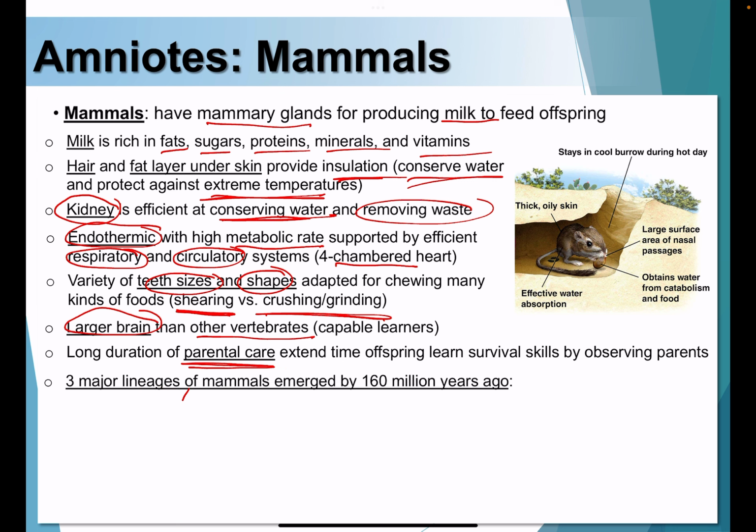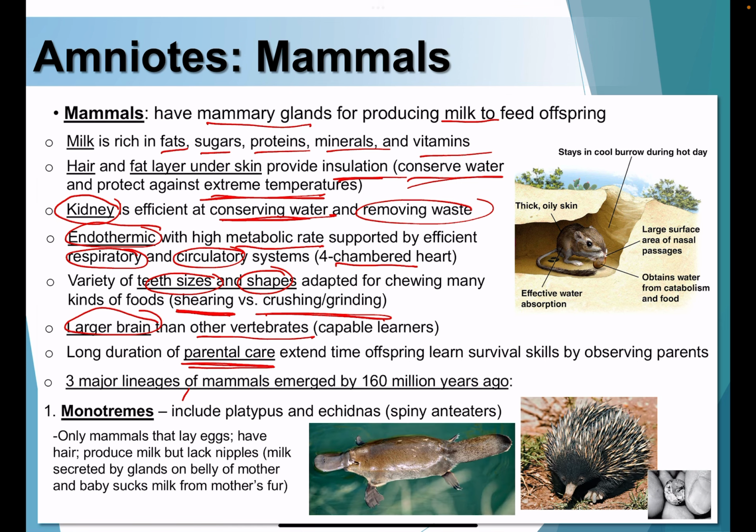All right, so there are three major lineages of mammals that emerged by about 160 million years ago. First, you have monotremes, which includes your platypus and echidnas, which are spiny anteaters.